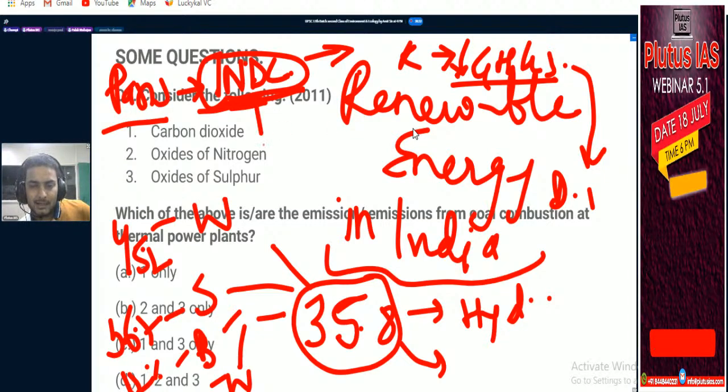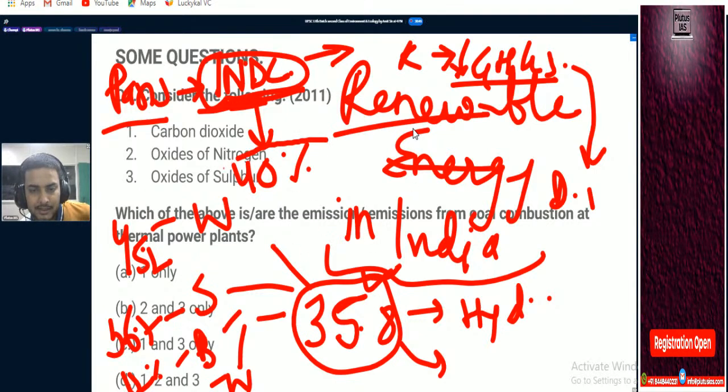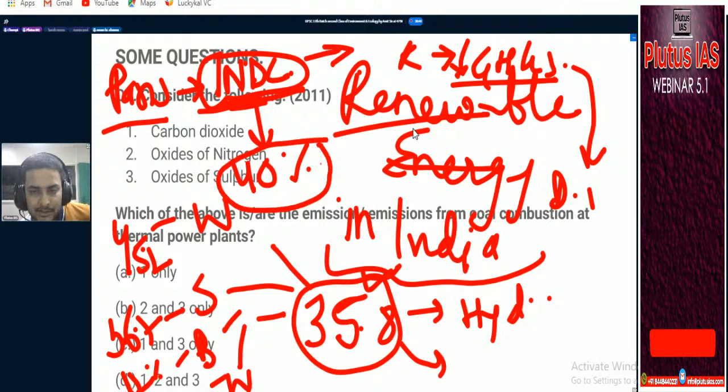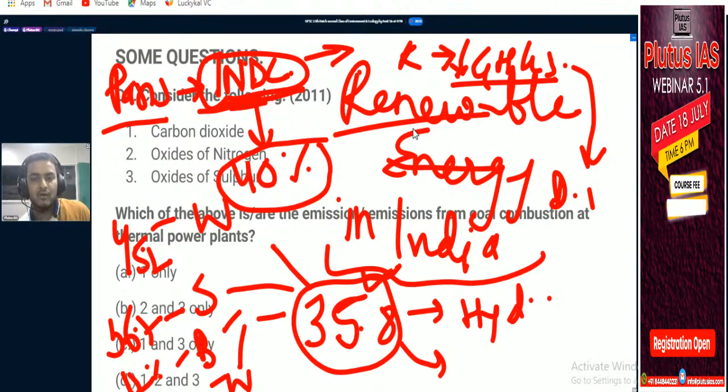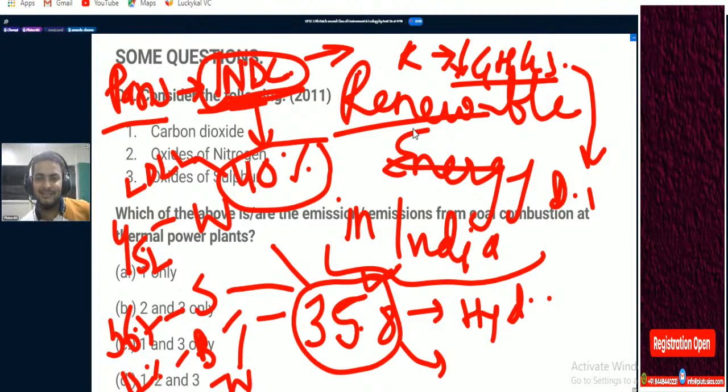And here India committed that India will generate 40% of its total energy from renewables. Now we are at 35%. India committed that we will generate 40% of our total power generation from renewables by the year 2022. Someone has told me that I gave an assignment for reading the Paris Agreement.